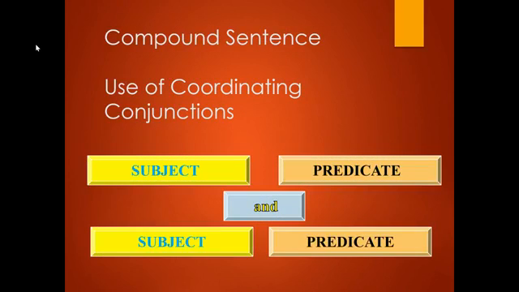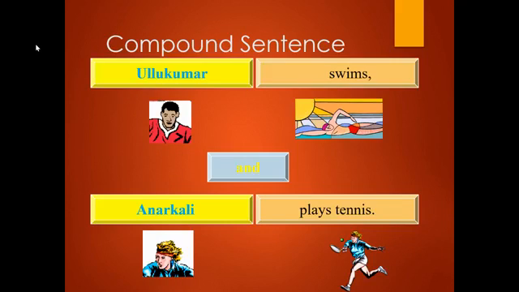Okay. Use of coordinating conjunctions. There is a subject and a predicate, and a coordinating conjunction adds the two parts of the sentence, and there is a subject and a predicate in each. Ullu Kumar swims and Anarkali plays tennis. Now it becomes a compound sentence, right? Because we have a subject and a verb on the top and a subject and a verb in the bottom as well. So that is how it works. If you just say Ullu Kumar swims, it's a complete sentence. Anarkali plays tennis, complete sentence. You add them up with and, a coordinating conjunction, and it becomes a single sentence with two independent parts.